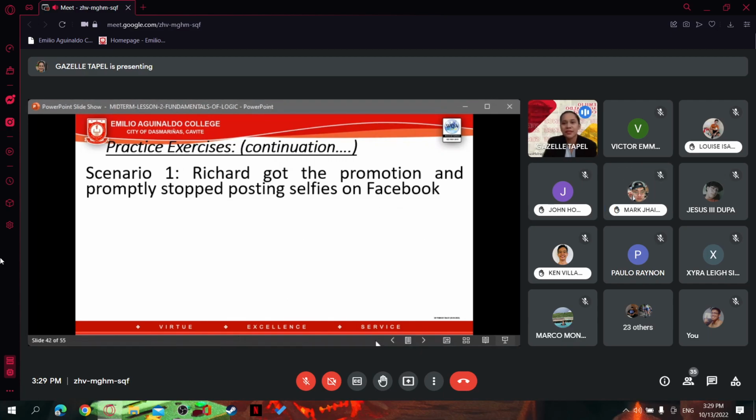Okay. Diba sabi sa truth table ng conditional statement, kung ang hypothesis ay true at ang conclusion ay true, ibig sabihin ang conditional statement ay true. Since si Richard ay na-promote, totoong si Richard ay na-promote, then he promptly stopped posting selfies on Facebook, ginawa niya yung pangako niya. So true versus true, that is true.